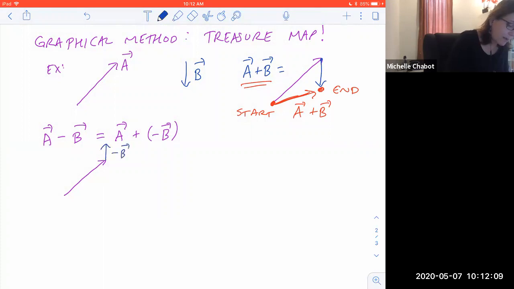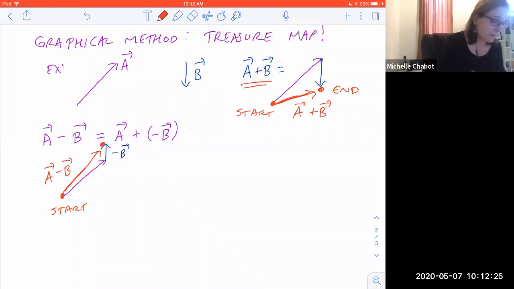So that would be my negative B vector. And then my total sum will point again from my start to the end. And so this vector here would then be A minus B, or A plus negative B.